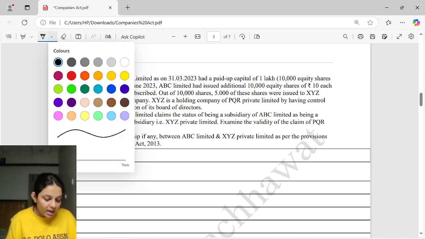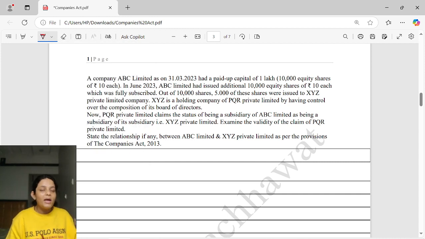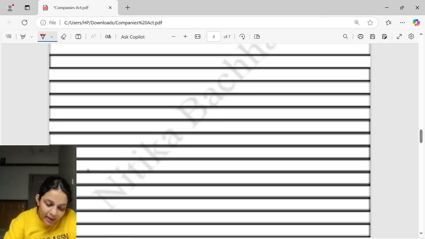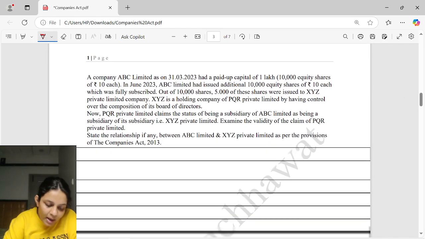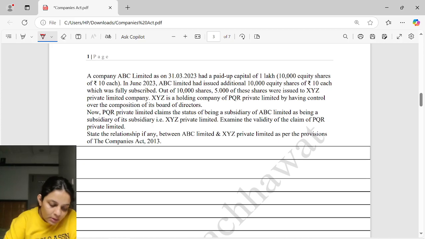ABC Limited, a company. I would like you guys to please answer along with me. A company, ABC Limited, had a paid up capital of 1 lakh. In June, ABC issued additional 10,000 equity shares of rupees 10 each, which was fully subscribed. We have done these questions in the class because they were very tricky. Out of 10,000 shares, 5,000 of these shares were issued to XYZ Private Limited.